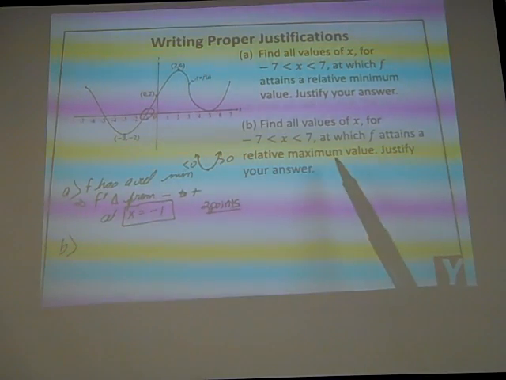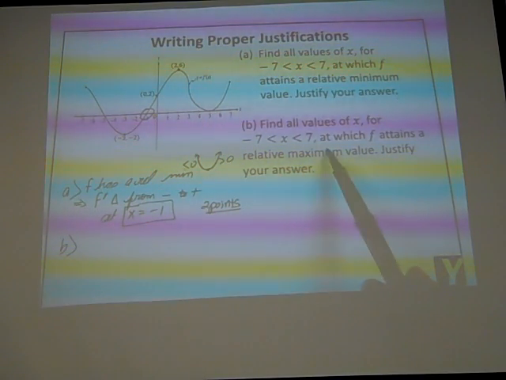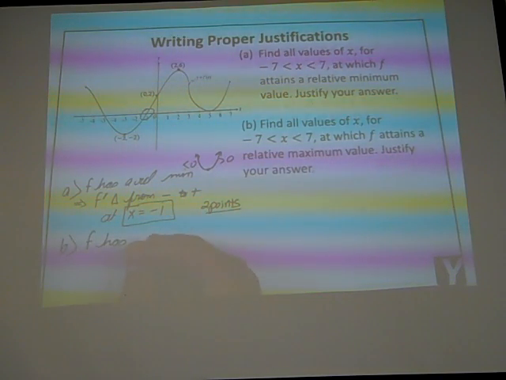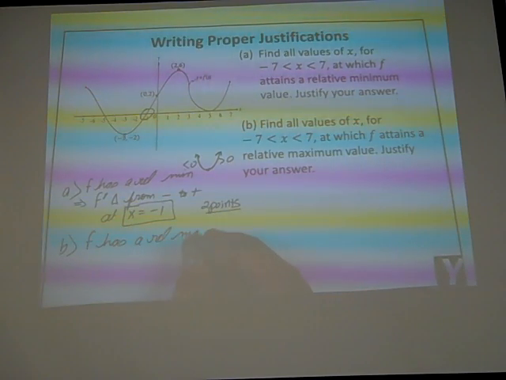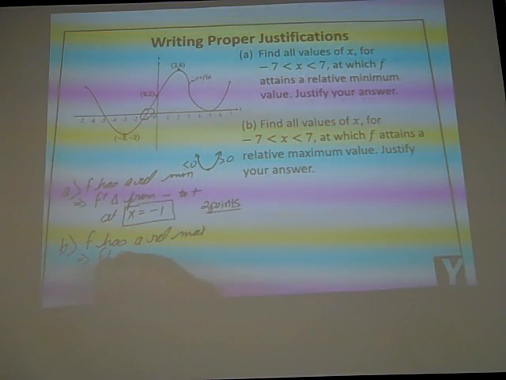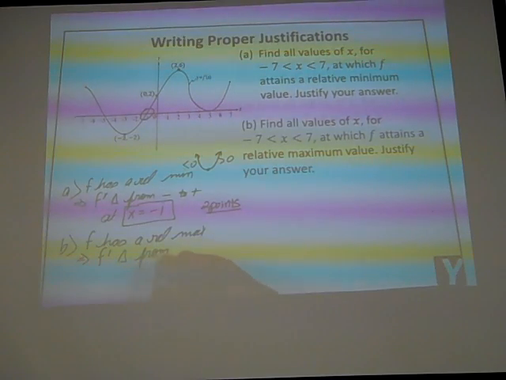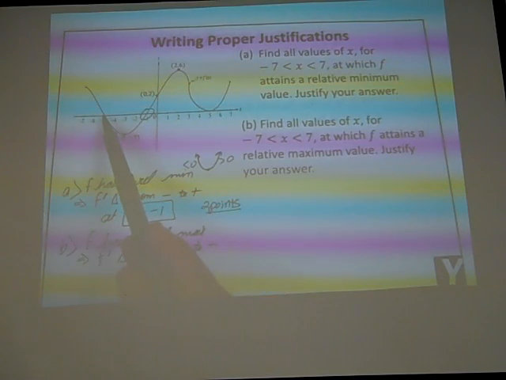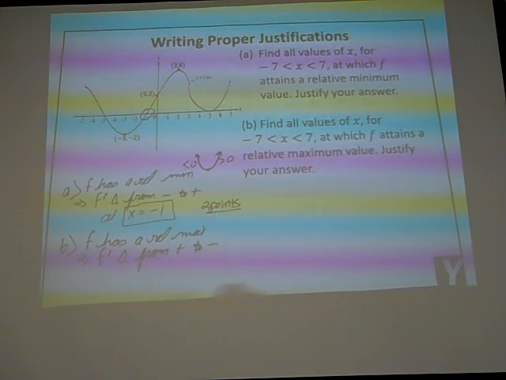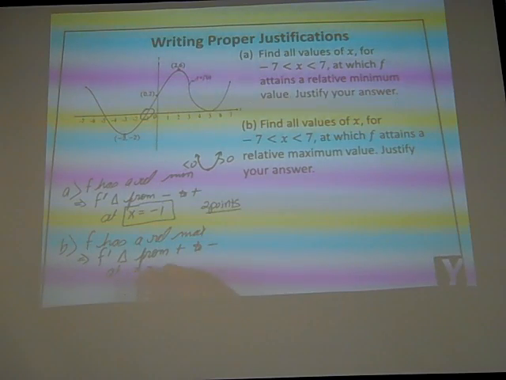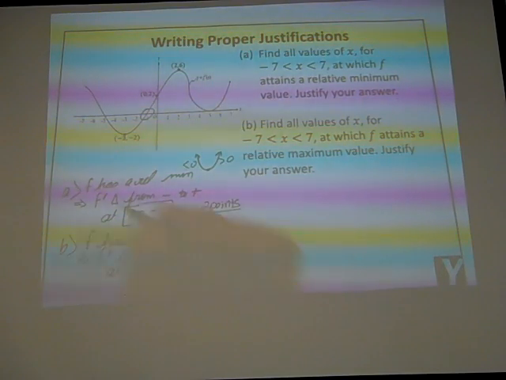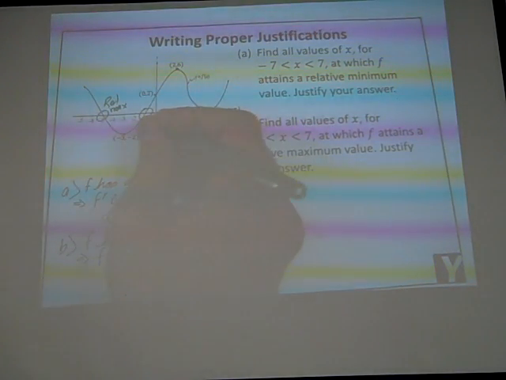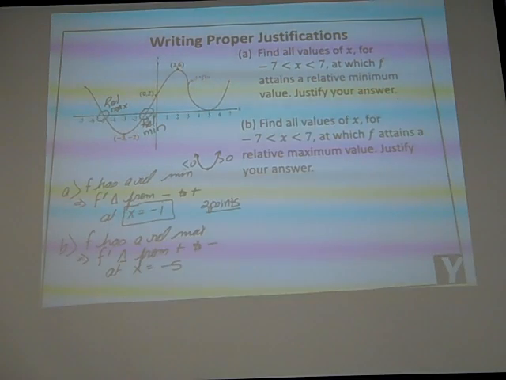B, find all values of x on that open interval -7 to 7 at which f attains a relative maximum. Well, we can do this one quickly. If f has a relative max, then f prime changes from positive to negative. Where do we see that change from being above the x-axis to below the x-axis? That would tell me at x = -5. This is going to be the location of your relative max. This will be the location of your relative min.